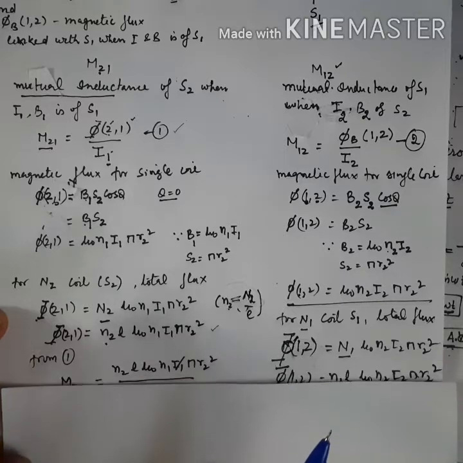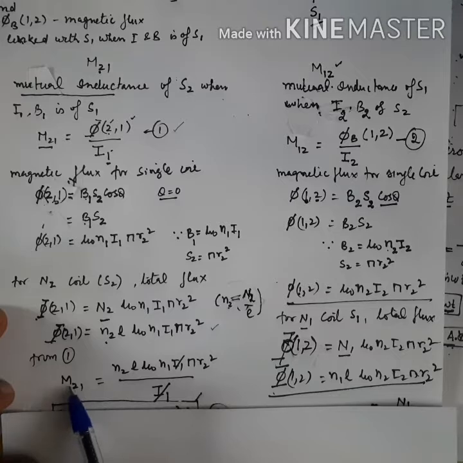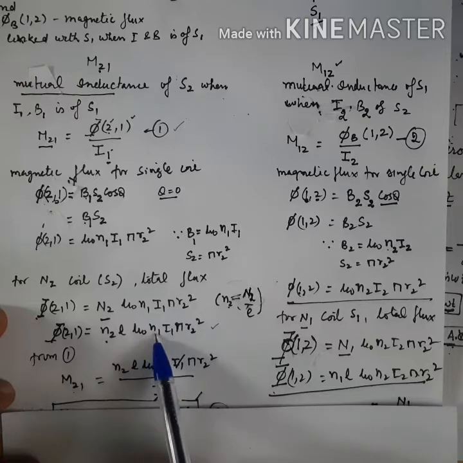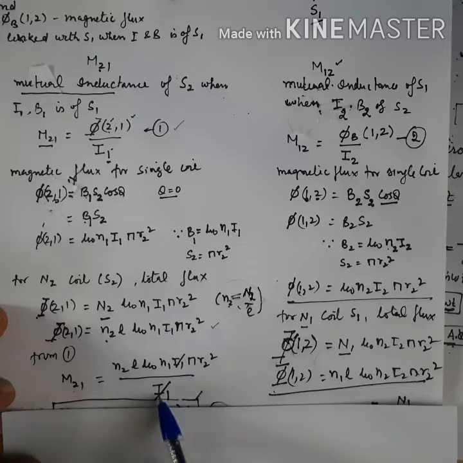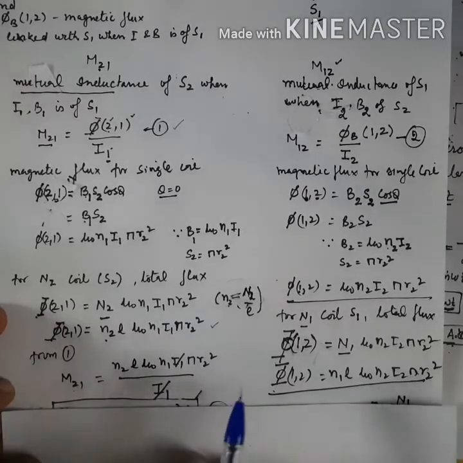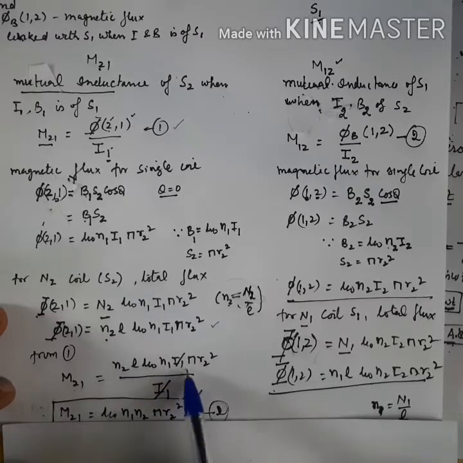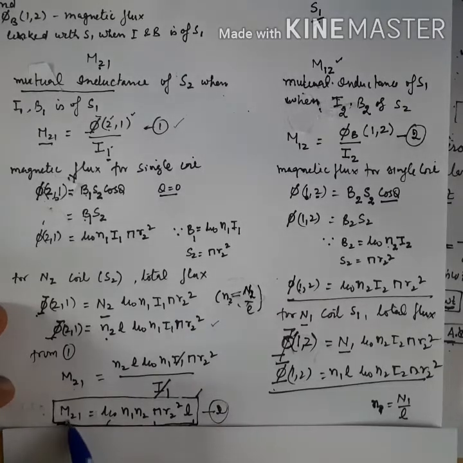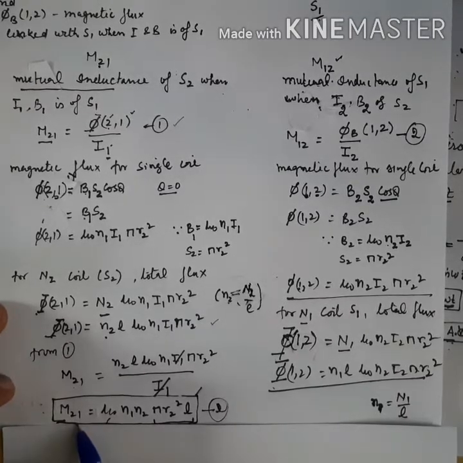So what we get? We get this result. The mutual inductance of 2 with respect to 1 is equal to N2 L mu naught N1 I1 pi R2 square divided by I1. I1 gets cancelled out. We are left with only this term: mu naught N1 N2 pi R2 square into L. So this is your mutual inductance of solenoid S2 when the current is in the neighboring coil, that is 1.